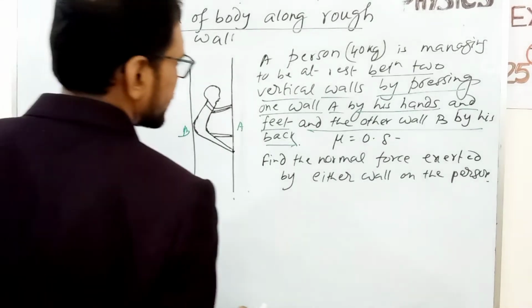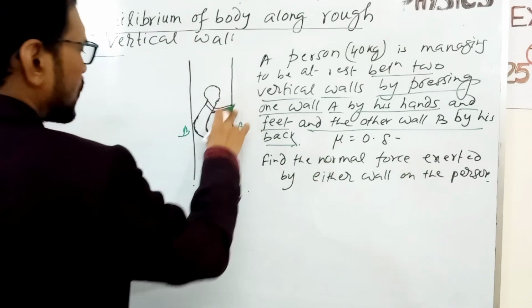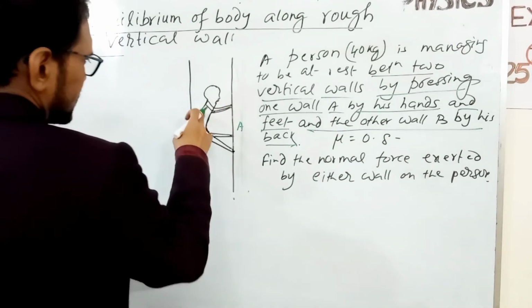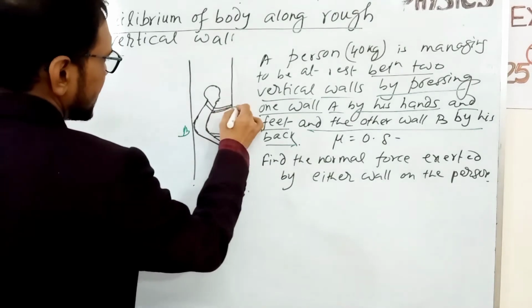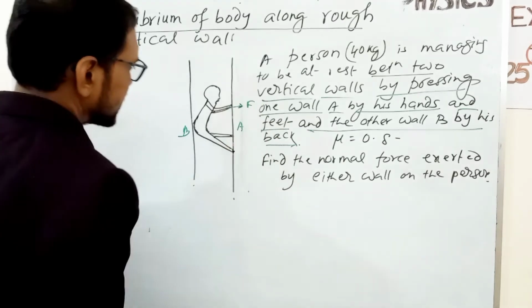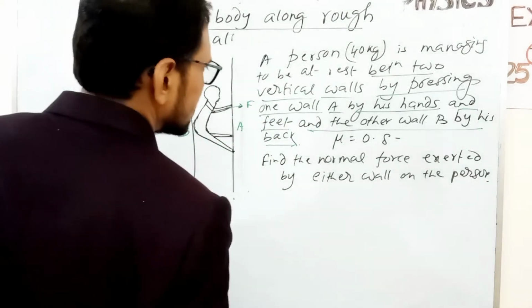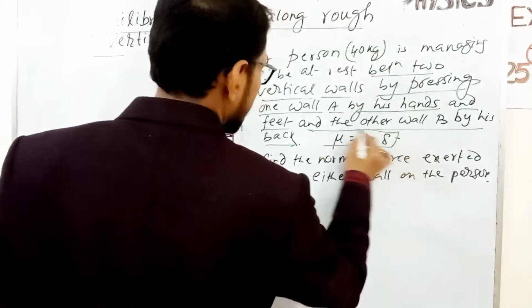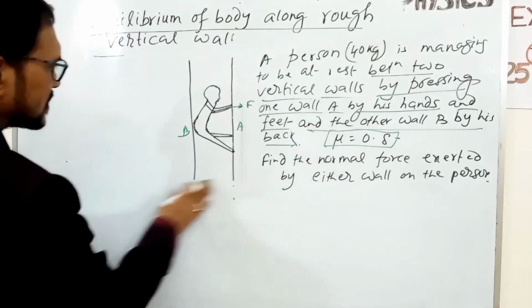Now what is the force? What force must he apply to the walls so that the man can be at rest between the two vertical walls, given mu equal to 0.8? This is the HC Verma problem. So what is the solution of this?